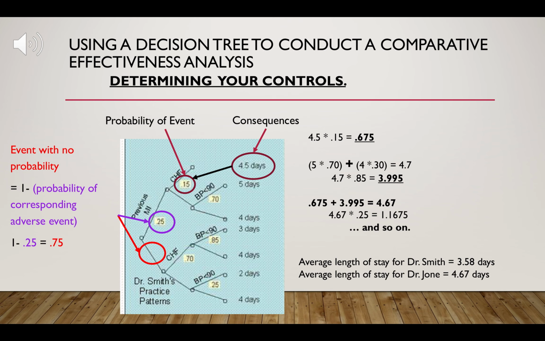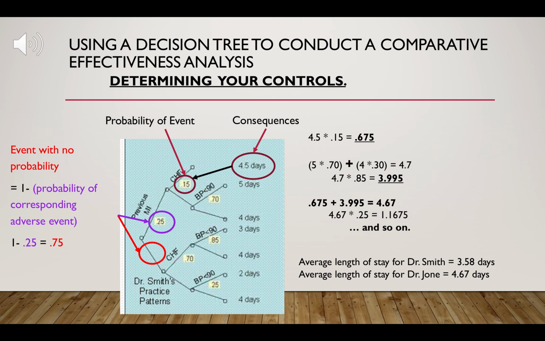Now we must calculate for if the patient does not have CHF. To do this, you have to start by calculating the values for BP less than 90. To do this, you take 5 days, multiply it by 0.7, you then take 4 days, multiply it by 0.3. You may ask where I got the 0.3 from. To calculate the probability of an event that is not stated, you simply take 1 and subtract the probability of the corresponding event. So in this case, it's 70% chance of the event happening and 30% chance of it not happening. You add these two up and then you have one more step to go.